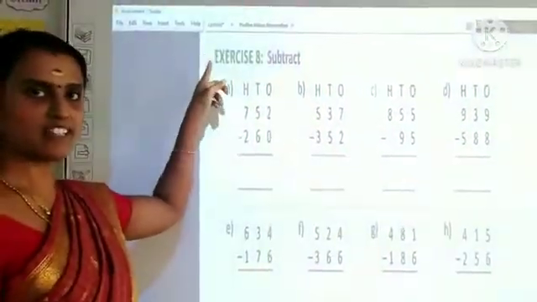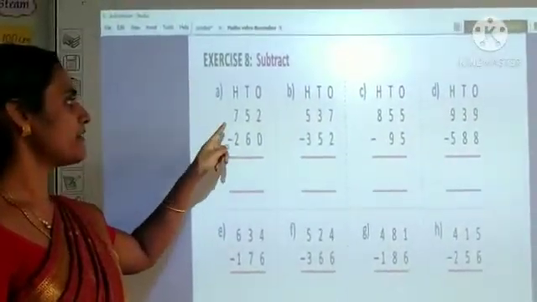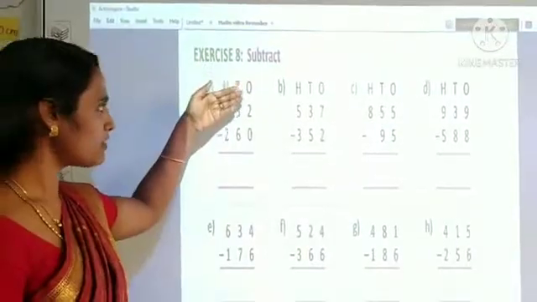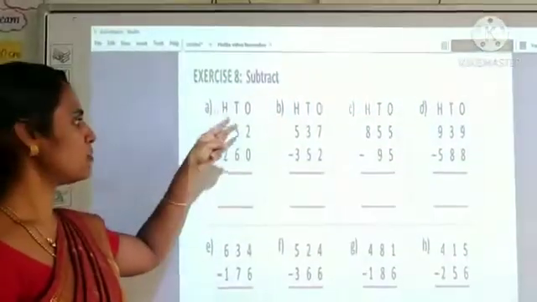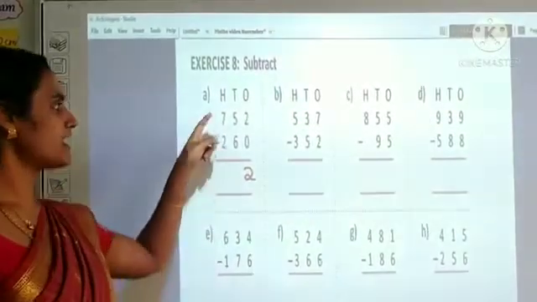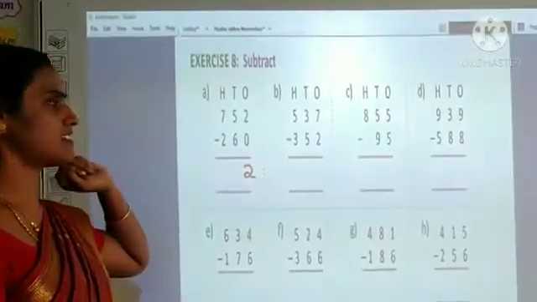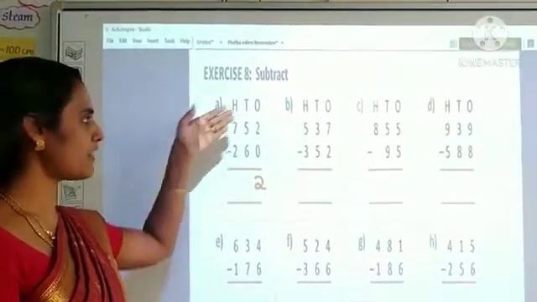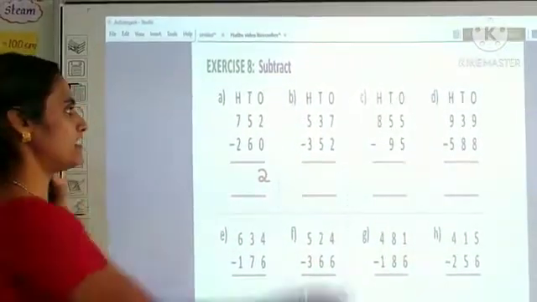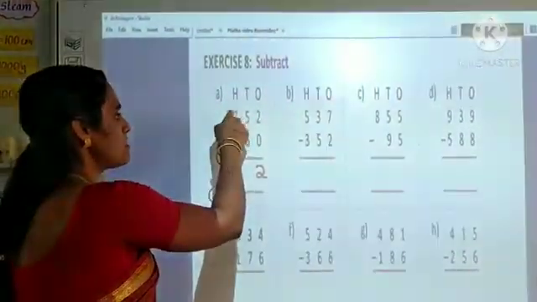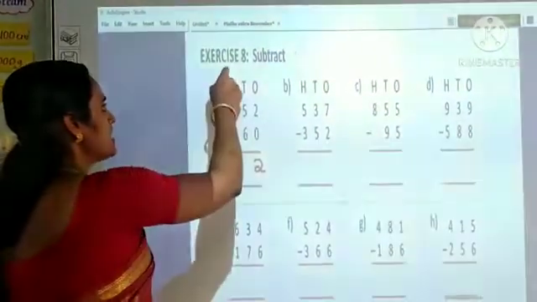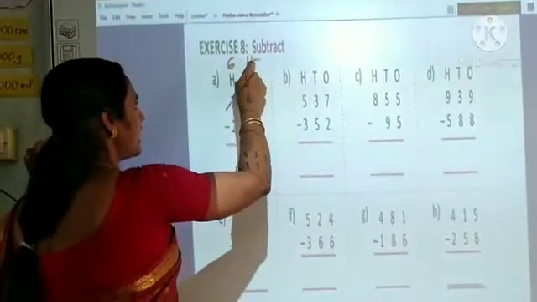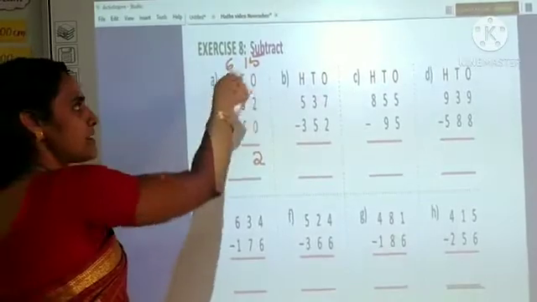Now let us do exercise 8. The first sum, 752 minus 260. Here you have to start from the ones place. 2 minus 0, 2. Next, 5 minus 6. Can we subtract 5 minus 6? Is it possible? No. So what must you do? You have to borrow from the next number. The next number in the hundreds place is 7. So when you borrow one from 7, the 7 will become 6. And what happens to the 5? 5 will become 15. Okay? Now we can subtract, isn't it?